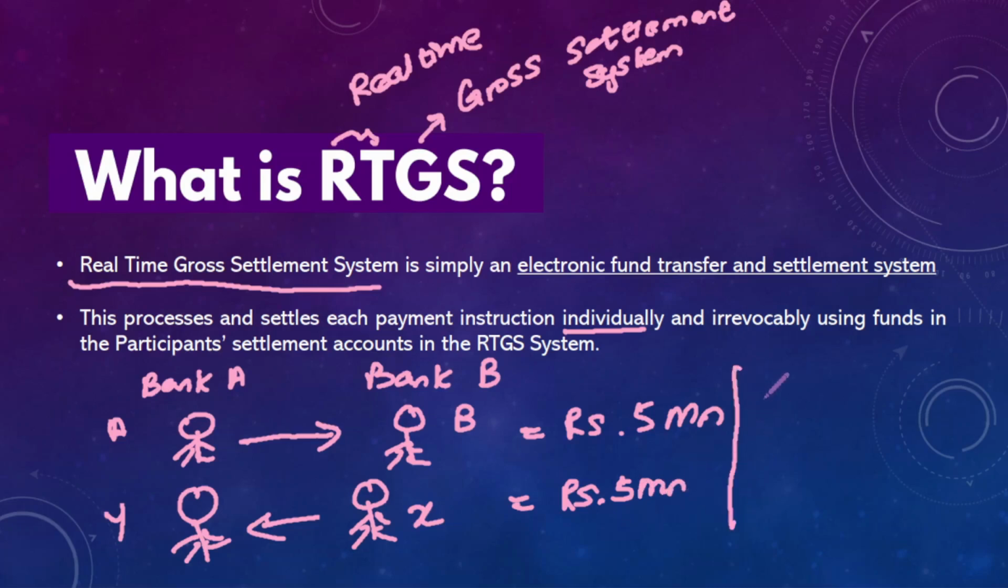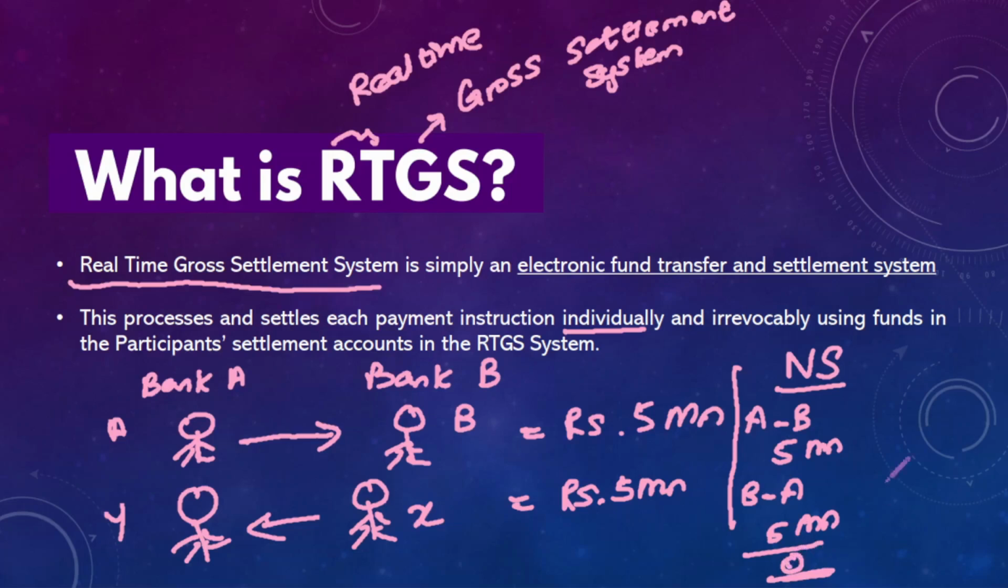Now, if the system is a net settlement system, what happens? Bank A has to pay bank B 5 million. Again, bank B has to pay bank A 5 million. So why bother transferring it? We'll net it off between the two banks. Effectively, there is no money movement between the banks, just payment confirmation, and they will pass the entry. This is what happens in a net settlement.